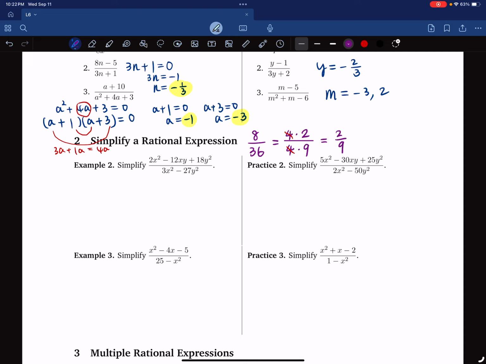We're going to start with the top. The top is definitely a quadratic expression. And we do have a common factor among all of those 3 terms, which is 2. So you could see that the numbers are 2, negative 12, positive 18. We can definitely take out a GCF of 2. So that would be the first step. And then what's left is x squared minus 6xy plus 9y squared.